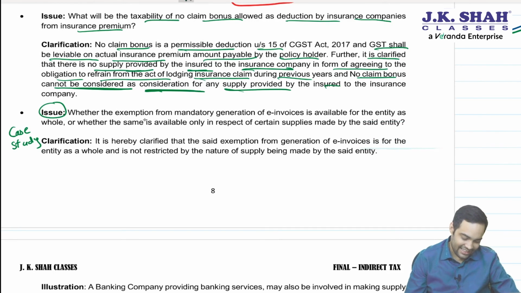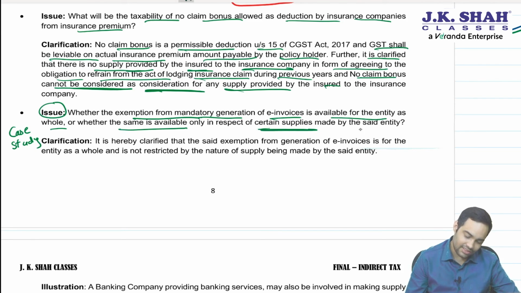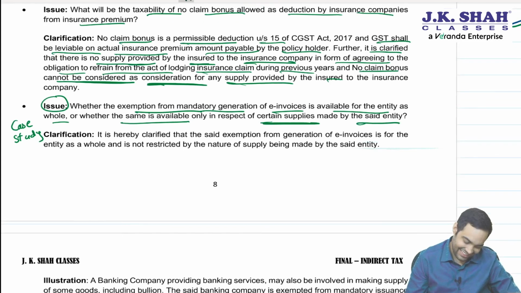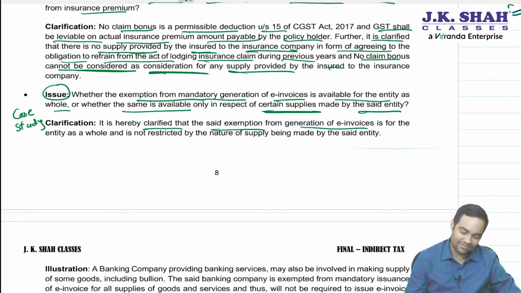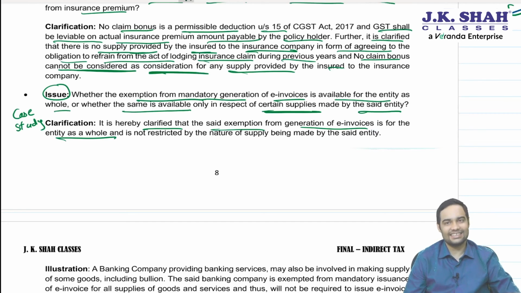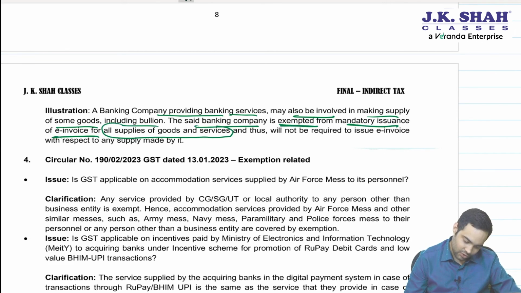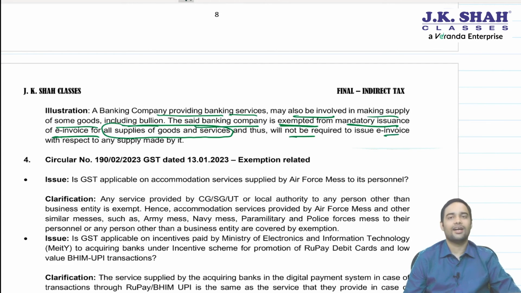Let's see whether the exemption from mandatory generation of e-invoice is available for the entity as a whole, or it is only for certain supplies made by such entity. So whether a bank will get it only for banking transactions or for all transactions. Let's see. It is hereby clarified that the said exemption from generation of e-invoice is for the entity as a whole and not restricted by nature of supply. See the illustration. A banking company providing banking services may also be involved in making supply of some goods like bullion. The said banking company is exempted from mandatory issuance of e-invoice for all supplies of goods or services, and it will not be required for any transaction.